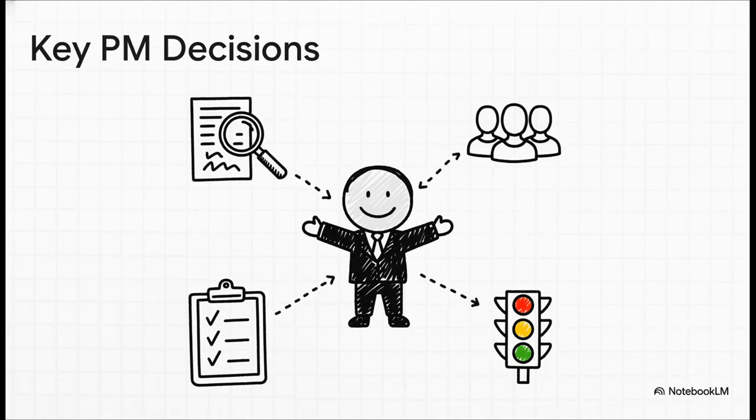Now, as the project manager, you're not the one doing all the clicking and tagging. Your job is to make the big decisions. You have to define what quality even means for this project. You have to decide who's going to do the work. You have to set up the quality control process. And most importantly, you have to make that final go, no-go call on whether the data is good enough to move on to Phase 4.